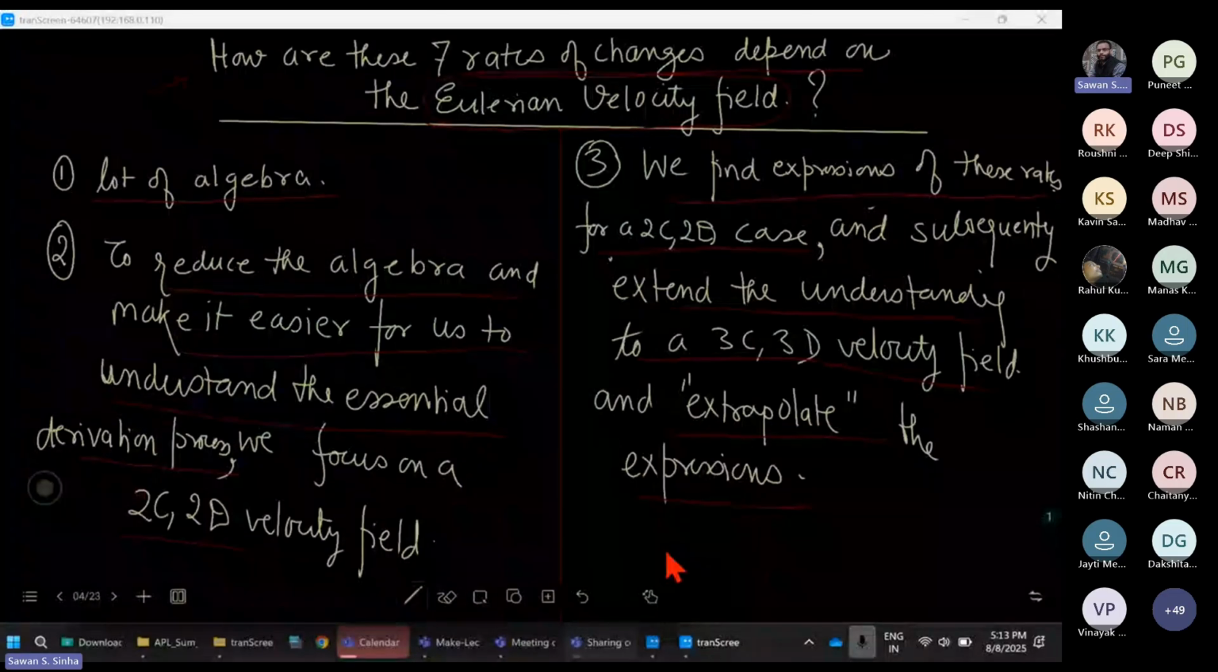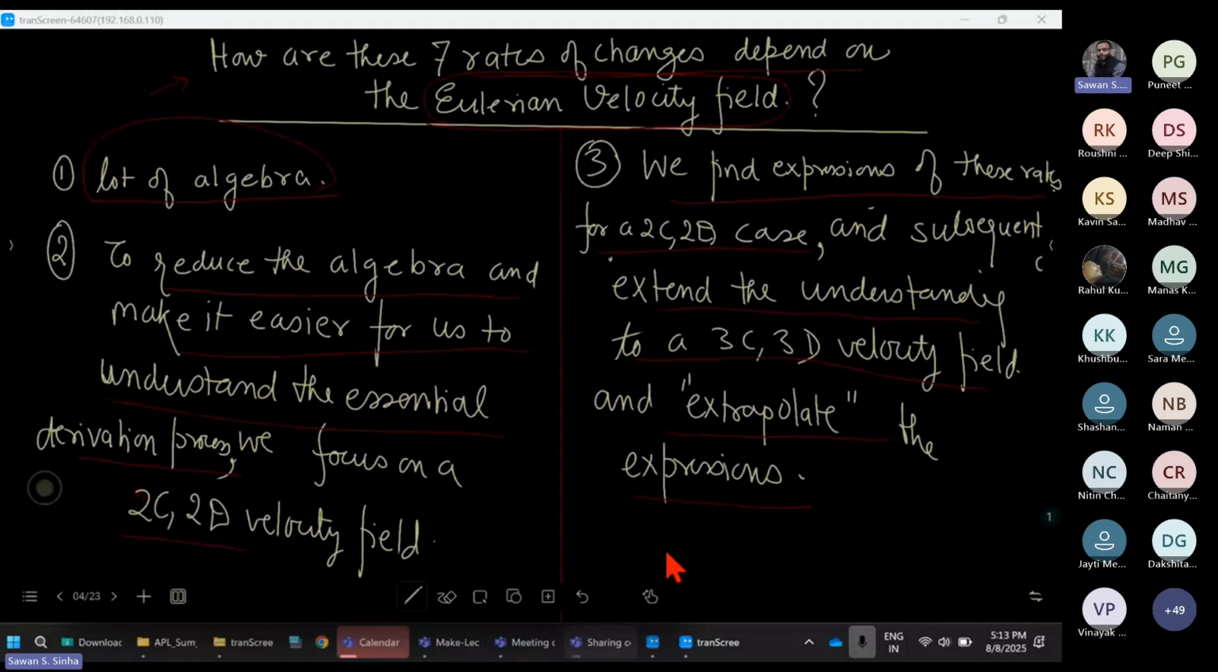Now this is not necessary. If you are willing to deal with all the algebra that it takes to get the expressions in 3C, 3D field directly, nobody is stopping you. You can take like 10 A4 sheets of paper, take a pen, spend like 2 hours, maybe 2.5 hours, and you derive everything directly for 3C, 3D. Nobody is stopping. But it is tedious. And that is why people follow this approach, what I'm saying. First 2C, 2D, and then extend that to 3C, 3D field.